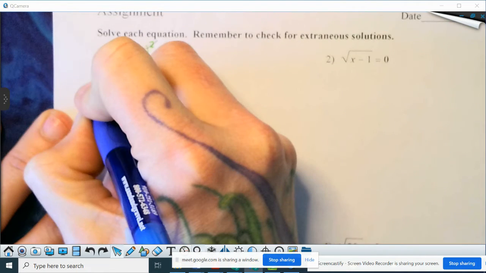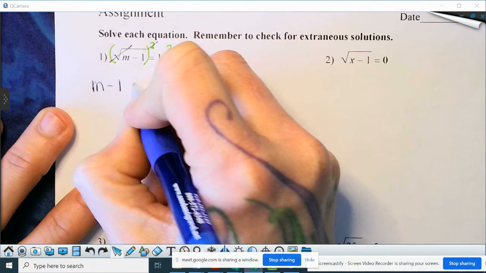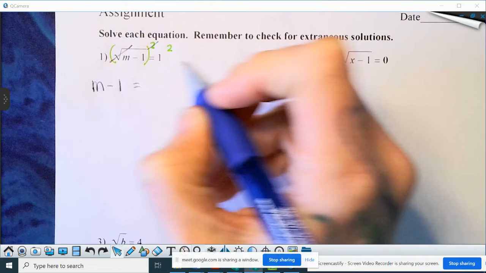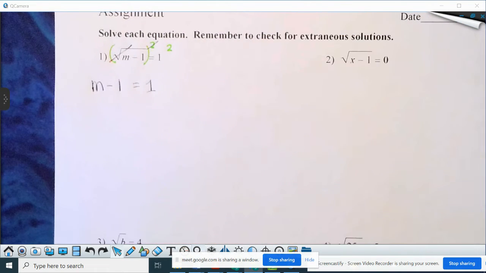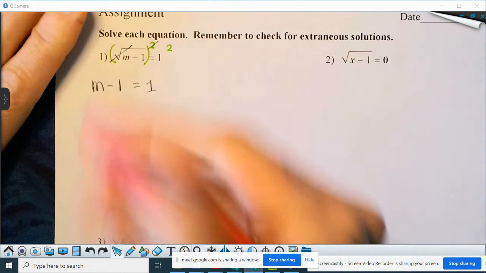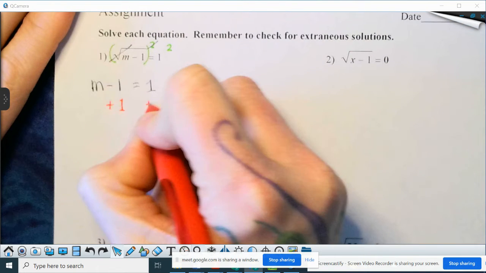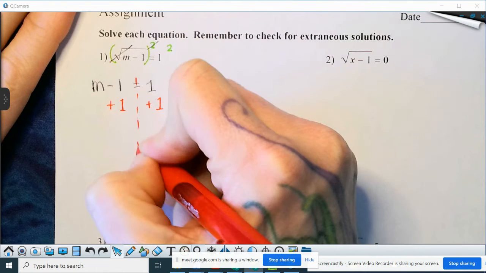So it's going to be m minus 1, and then 1 squared, which is 1 times 1. So we still just have 1. And again, this one's super basic easy. So then you're going to add 1 to both sides, because again, you're just trying to solve an equation.